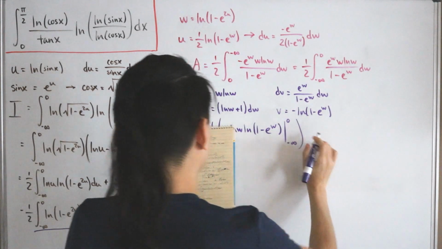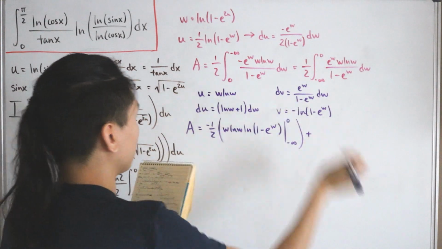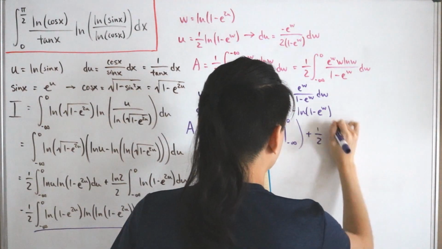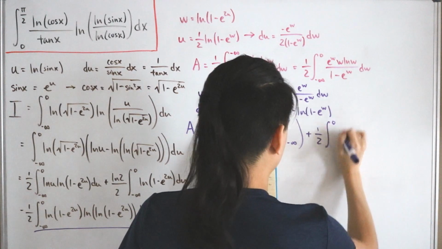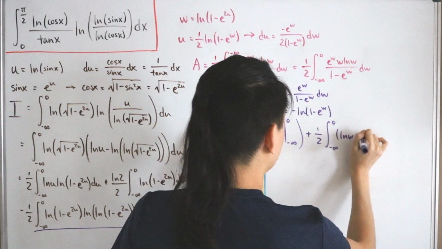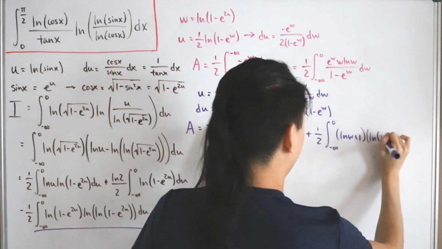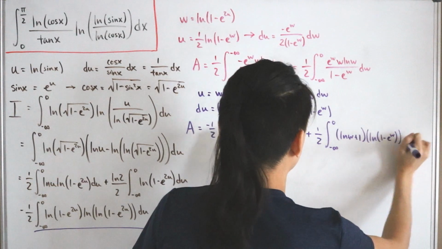Then we still have the plus, so rather subtract, and then factor out the negative and the 1/2, so that means plus 1/2 of the integral from 0 to negative infinity of ln of w plus 1, and then multiply with ln of 1 subtract e to the power w, and then dw.